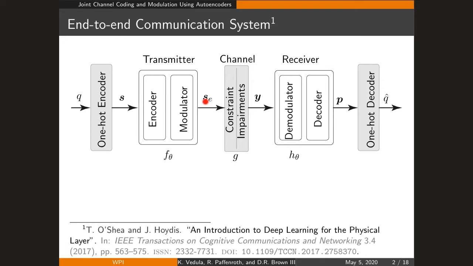symbols. Now these symbols go through the channel and they go through an energy or a power constraint and an impairment such as additive white Gaussian noise or Bernoulli-Gaussian impulsive noise, and we get a noisy version of SE which is called Y. Now Y goes through a receiver which has a demodulator and a decoder lumped together, and we get P. Now this P goes through a one-hot encoder and we get the final estimate of the message Q hat. The aim is to make Q hat as close to Q as possible.